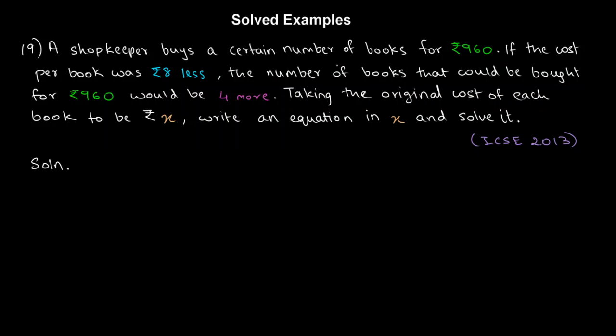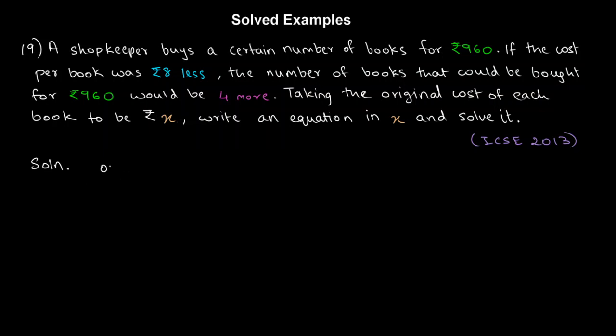A shopkeeper buys a certain number of books for rupees 960. If the cost per book was rupees 8 less, the number of books that could be bought for rupees 960 would be 4 more. Taking the original cost of each book to be rupees X, write an equation in X and solve it. Alright. Now over here they've already told us what value to be considered as a variable X. So let's start with that.